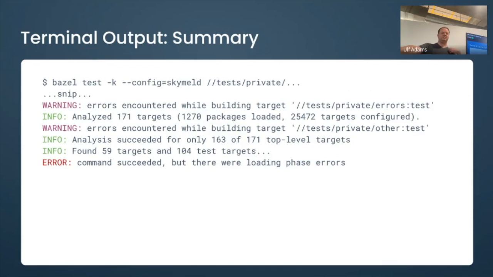But it also tells me that there were loading phase errors, but it already told me that there are loading phase errors. So why is it telling me again? Right? And all of that screen space, maybe we could use that more effectively. Do I need to tell the user multiple times, loading phase, loading phase, loading phase? Maybe not.